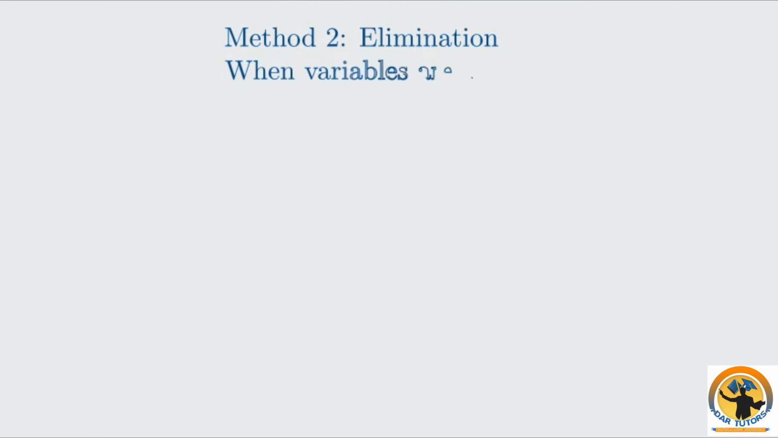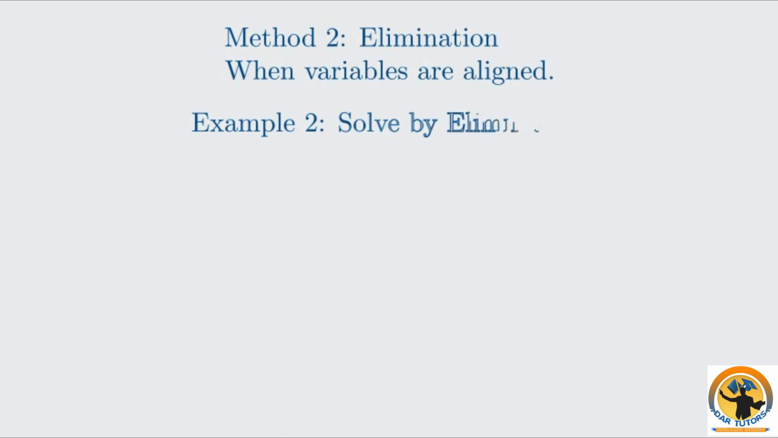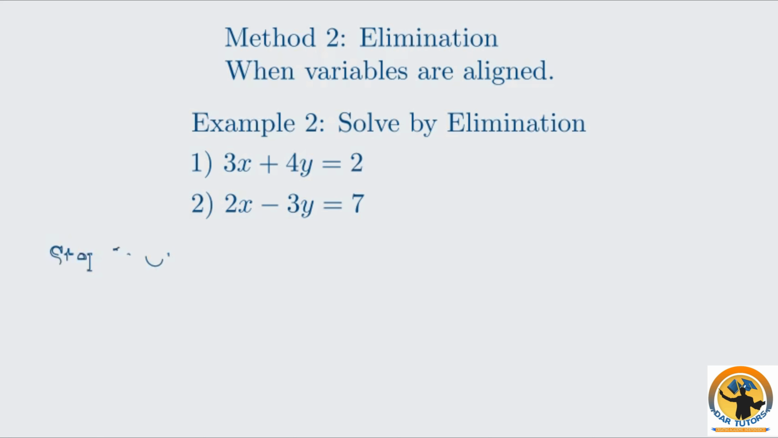The elimination method is ideal when variables are aligned, and we can easily create opposite coefficients. Consider the system: 3x plus 4y equals 2, and 2x minus 3y equals 7. Notice that none of the coefficients are easy to eliminate as they are. The key idea is to multiply one or both equations by a constant to make the coefficients of one variable opposites. Let's choose to eliminate y.